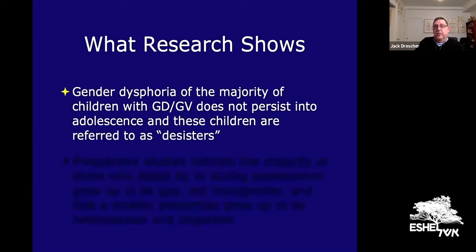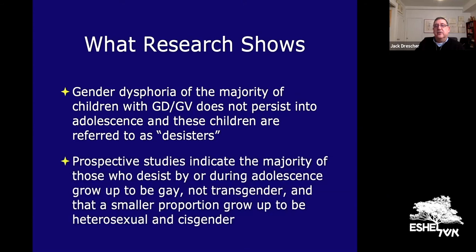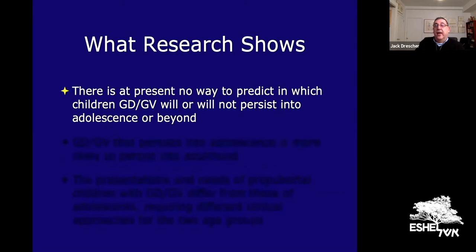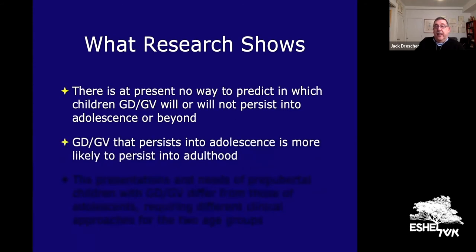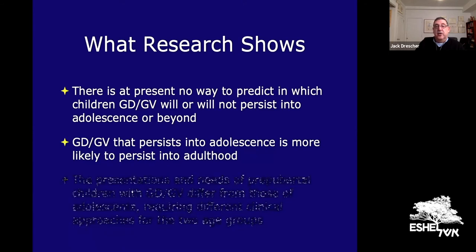The research shows that the majority do not persist, and they're called desisters. Prospective studies indicate that the majority of them grow up to be gay, not transgender, and a small proportion grow up to be heterosexual and cisgender, and that there is no way to predict in which child, we're talking about prepubescent children, will or will not persist into adolescence or beyond, and that if it persists into adolescence, it's more likely to persist into adulthood.